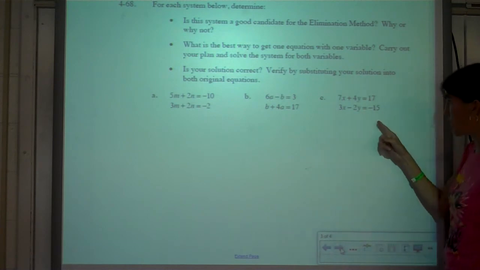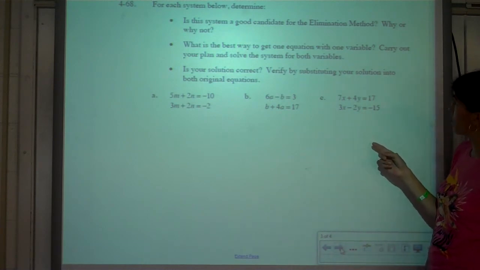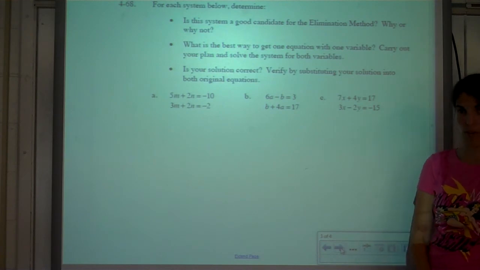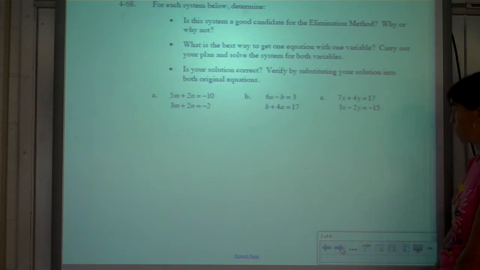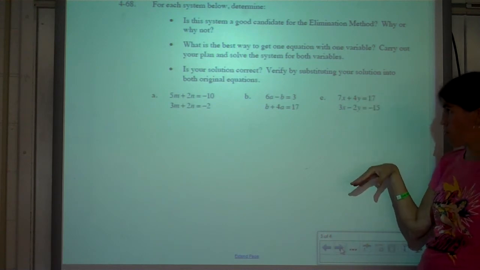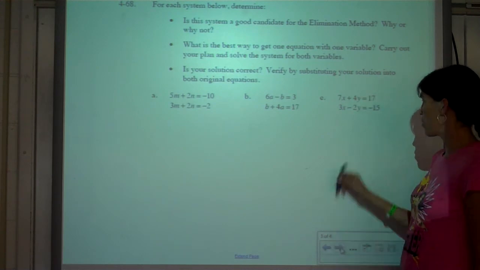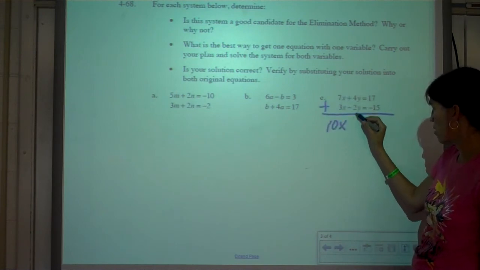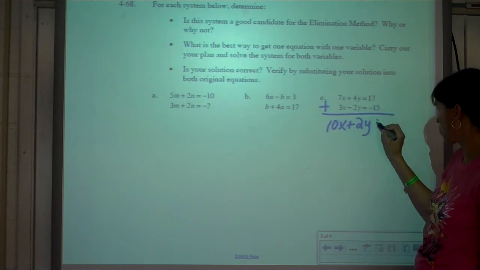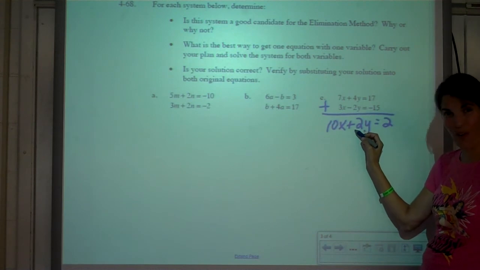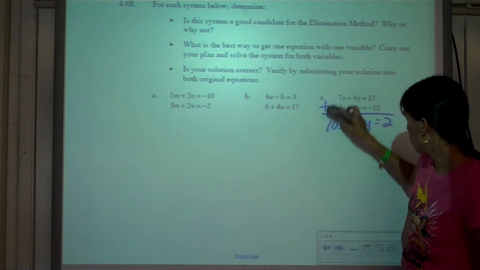All right, now C, is this system a good candidate for elimination? Hit pause, think about it, turn it back on when you're ready. Is it a good system? Could I add them right now? Okay, don't write this down, but if I added, 7x plus 3x is 10x, 4y plus a negative is a plus 2y, 17 minus 15 is 2. Did we eliminate a variable? No. So you can't add.